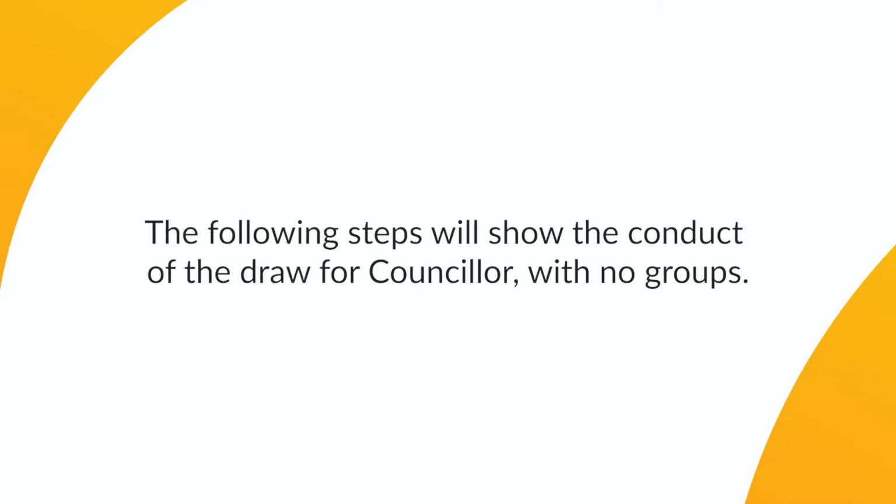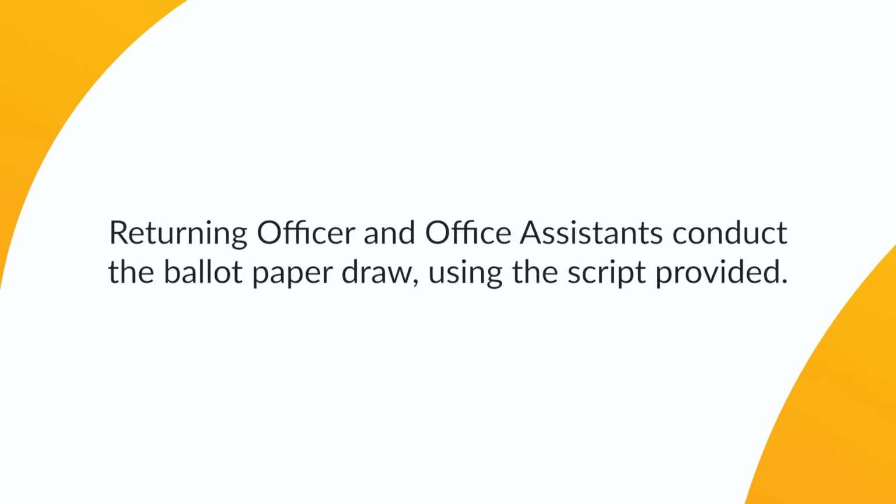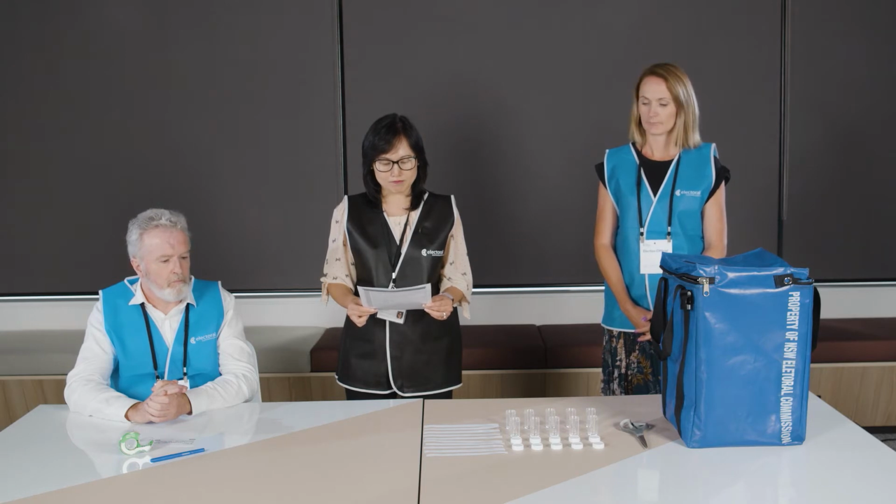The following steps will show the conduct of the draw for councillor with no groups. Returning officer and office assistants conduct the ballot paper draw using the script provided. In accordance with the provision of the Local Government General Regulation 2005, I hereby nominate as candidates for election as councillor the following persons whose nomination I believe to be valid and have not been cancelled for Canada Bay. I will indicate whether the word independent or the name or abbreviated name of a registered political party is to be indicated adjacent to the candidate's name on the ballot paper.